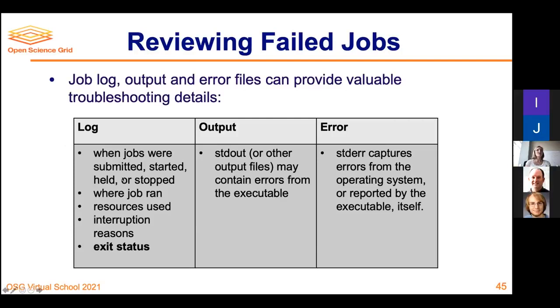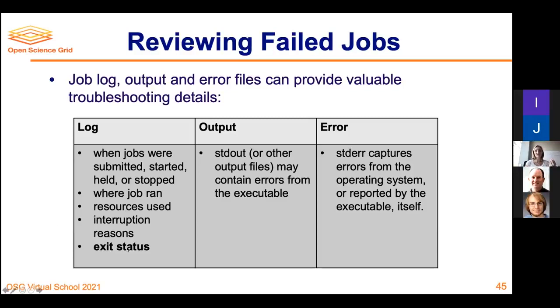So again, the log will tell you when jobs were submitted, started, if they were held, and what reason they were held for, which we'll talk about in a bit more detail in just a second. Where the job ran, the resources it used, which are really important for testing and scaling up, and any other interruption reasons, like if your job got evicted because it was on backfill, or disconnected. But then again, Condor detects that as different from your executable failing, and in that case, requeues your job and runs it again. Whereas with your executable failing, it will still remove it from the queue and consider it to be complete, even if not successful.